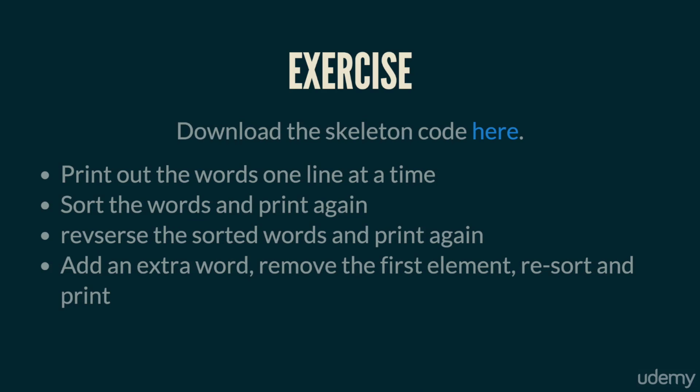So the exercise for this lesson requires you to download some sample code. You can download the sample code in the resource section of this lesson. Once you have the sample code, I'd like you to print out the words one line at a time. You can use a for loop or an iterator to achieve this. Sort the words and then print again. Then I'd like you to reverse the sorted words and print again. And finally, add an extra word, remove the first element, resort, and print one last time. Take it away, and we'll go through a solution shortly.